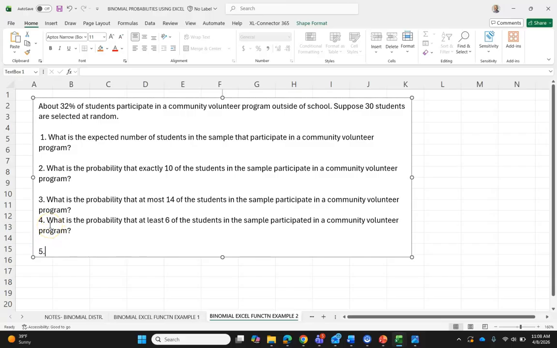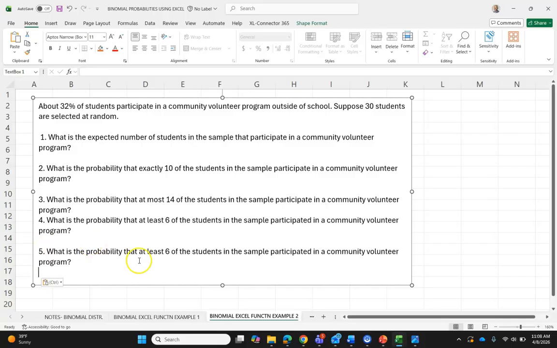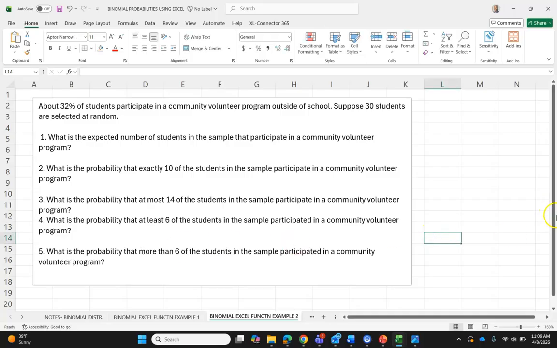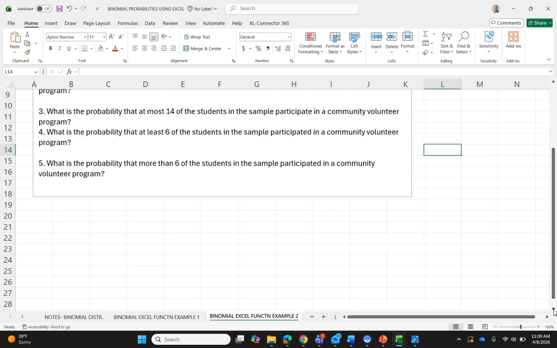That's number 5, and I'm just making up some values, so let me copy this and add it here. So what is the probability that more than 6 of the students in the sample participated in a community volunteer program? So I think that will be enough to help us understand how we can work on the different types of probabilities and how we can use binomial distribution by manipulating the probabilities.